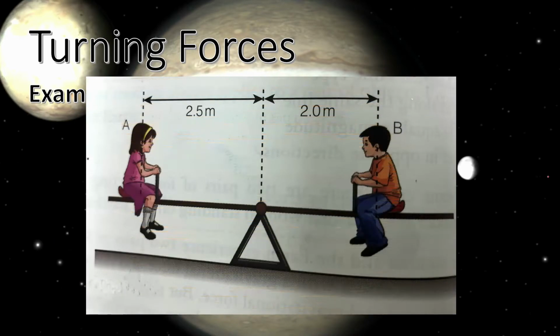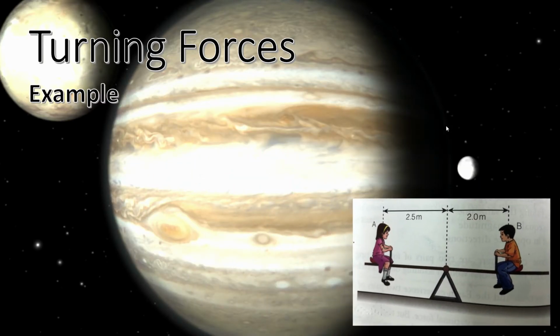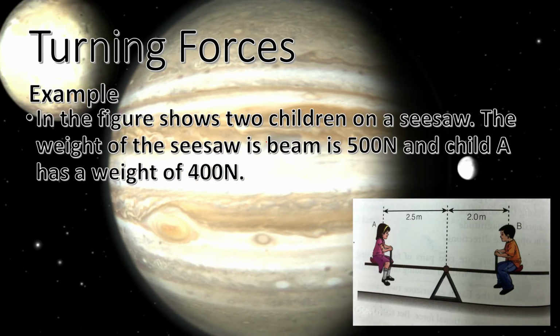So for example, suppose we have a boy and a girl on a seesaw with distances given. The figure shows two children on the seesaw. The weight of the seesaw is 500 newtons, so you need to consider the weight of the seesaw. It's been given, so if it's given, then you need to consider it. And child A has a weight of 400 newtons.